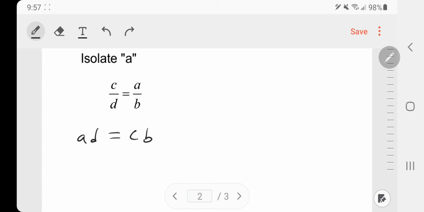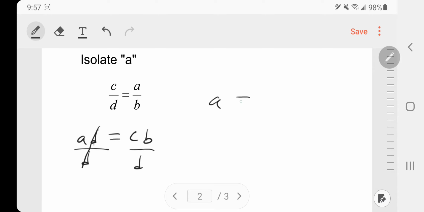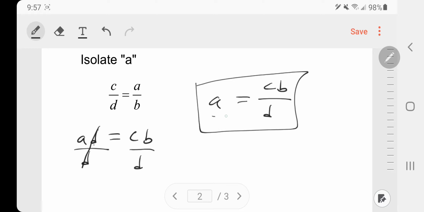Now I want to get a by itself. Well, what's the extra piece by a? I don't want this d here anymore. The way I get rid of that is I'm going to divide by d on both sides. So divide by d, and I get a equals CB over d. And a is by itself. I am all good. All right, so that one was actually not as complicated as it looked. Let's take a look at one more.